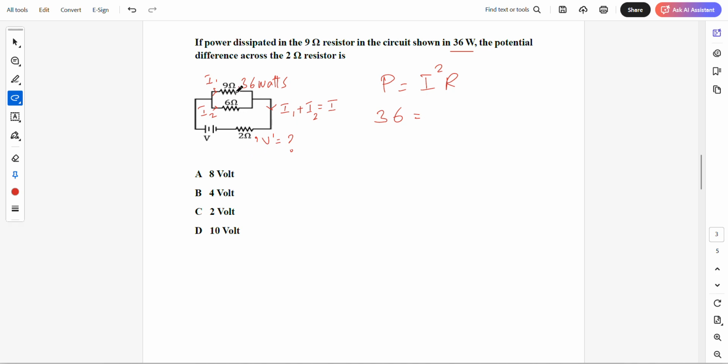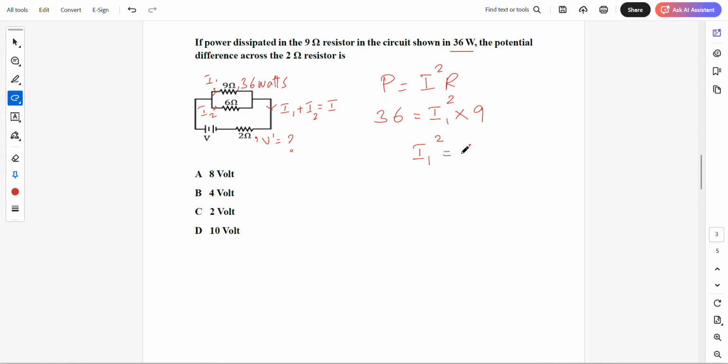How can I calculate I1? P is equal to I square into R. I know the wattage here, 36 watts. So 36 is equal to I1 square, which I do not know, into the resistance that I know, that is 9. How much is I1 square equal to?